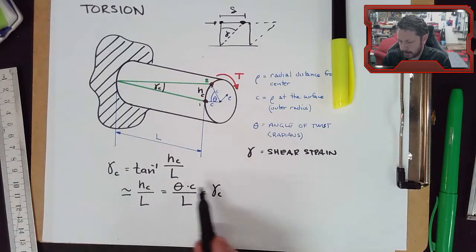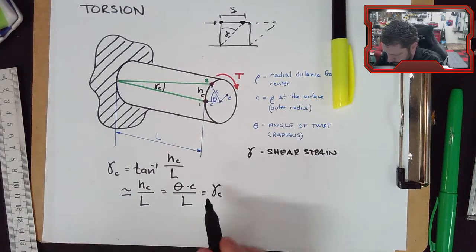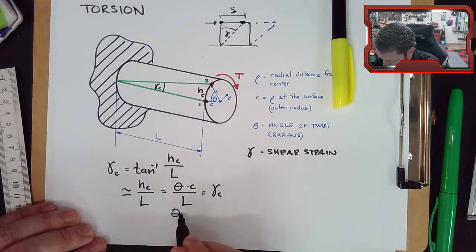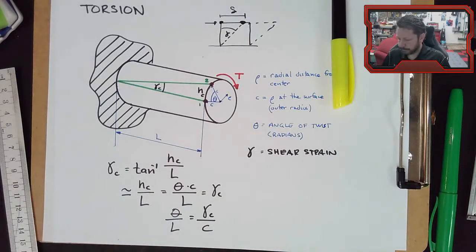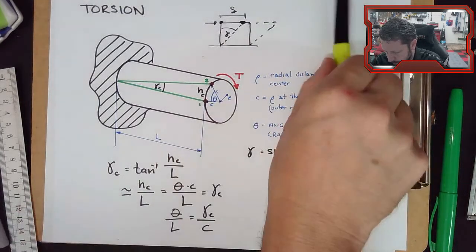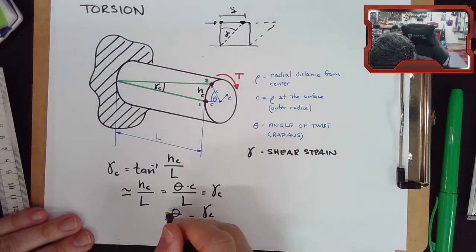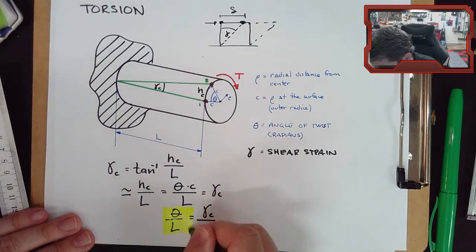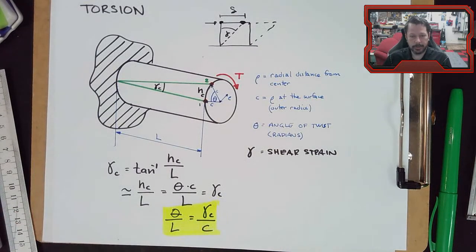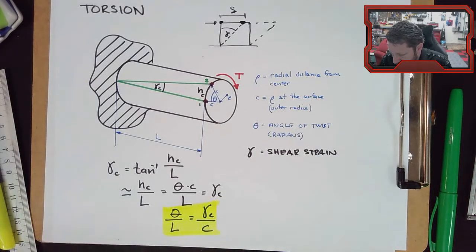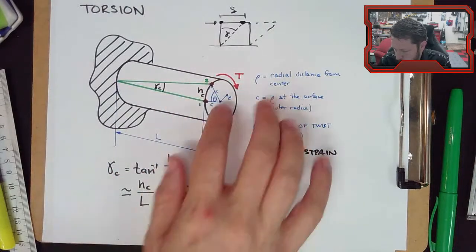Now I'm going to rewrite this equation just to make the ratio clearer. So this equation could also be theta over L equals gamma C over C. So that's useful to us. It doesn't get too close yet. Like we don't have a shear stress. We do have a shear strain actually. We have a shear strain right here, but we don't have shear stress yet. Now, this is the largest shear strain, the C, so it's at the surface. But we could take any point on here.